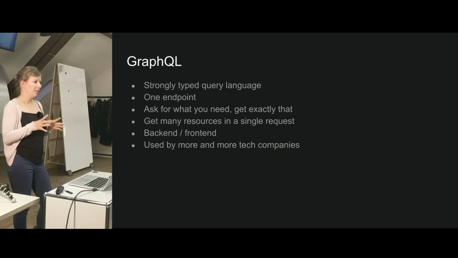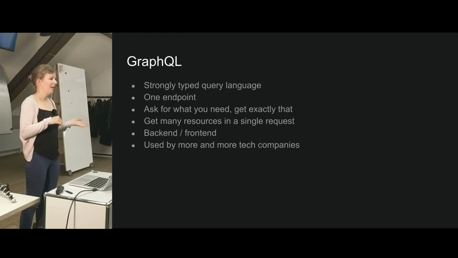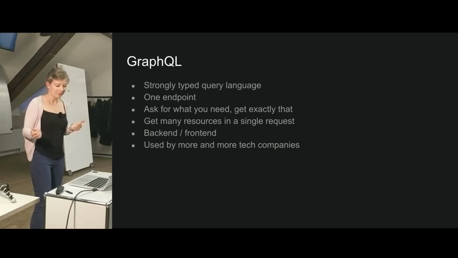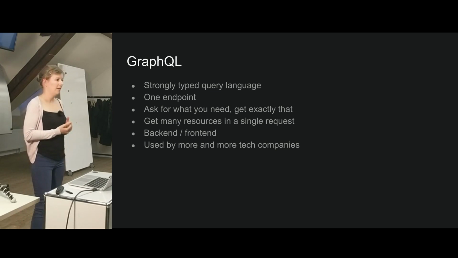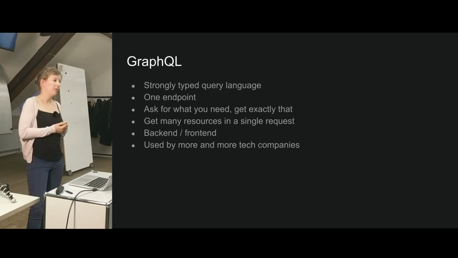Then, as I said before, it's much easier to separate front-end and back-end. If you have a back-end and a front-end team, the front-end team doesn't always have to go to the back-end team asking if they can implement a new endpoint, because there's just one endpoint. And yes, more and more tech companies are gradually switching from REST APIs to GraphQL, for example, Facebook or Shopify, and also GitHub.